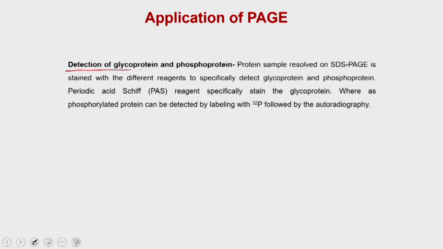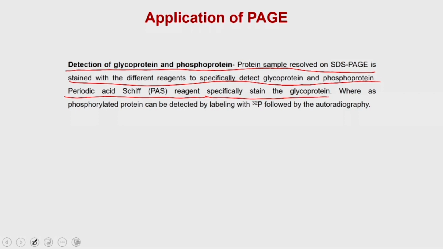Then you can also use this technique for detecting glycoproteins and phosphoproteins. So, you can run the protein samples and stain with different reagents to specifically detect the glycoprotein and the phosphoprotein. For example, you can use the PAS reagent, the periodic acid Schiff reagent, specifically to stain the glycoprotein, whereas the phosphorylated protein can be detected by labeling with P32 followed by autoradiography.